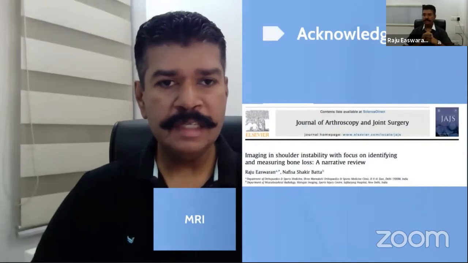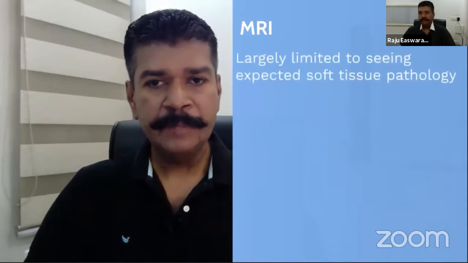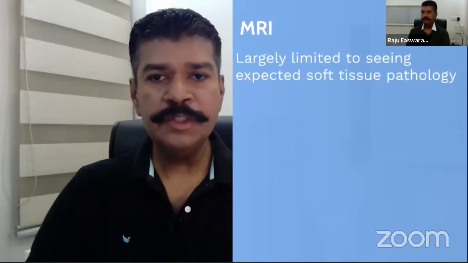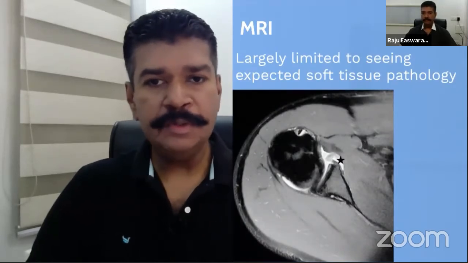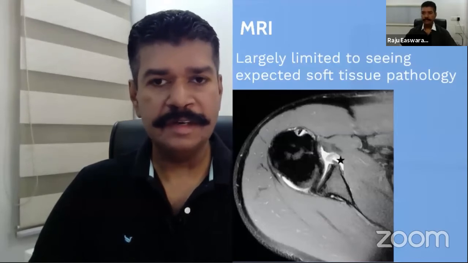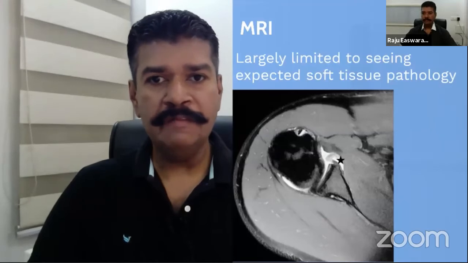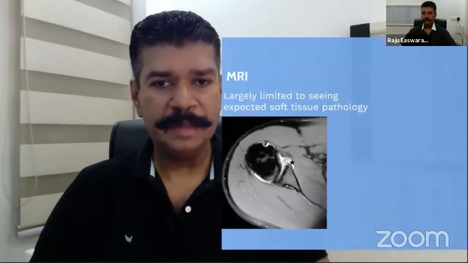And most of the images that you'll see in this presentation are referenced from this article. Now, looking at imaging, the most obvious imaging which comes to our mind when it comes to any kind of orthopedic imaging is the MRI. But in a situation where you have suspected shoulder instability, an MRI is largely limited to seeing soft tissue pathology, the classical capsulo-osseous or the Bankart lesion, though some colleagues are able to give further useful information with the MRI in terms of glenoid bone loss, Hill-Sachs lesions, etc. These are best studied on investigations like a CT or an X-ray.